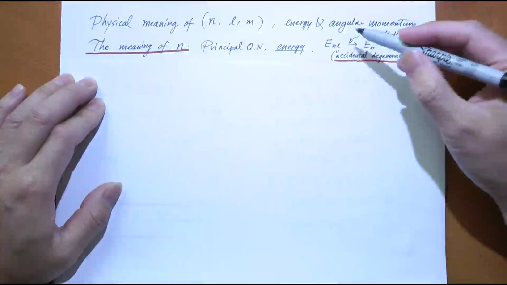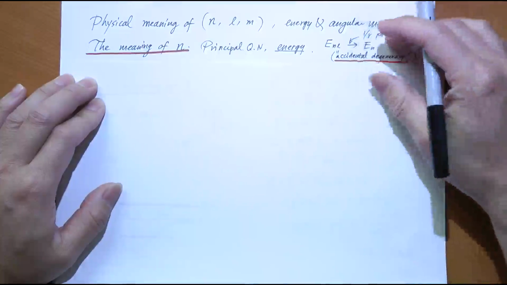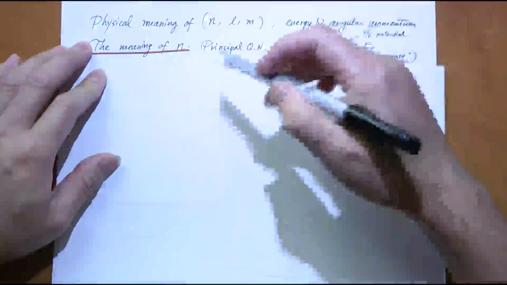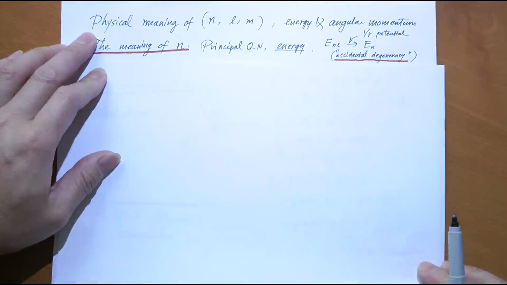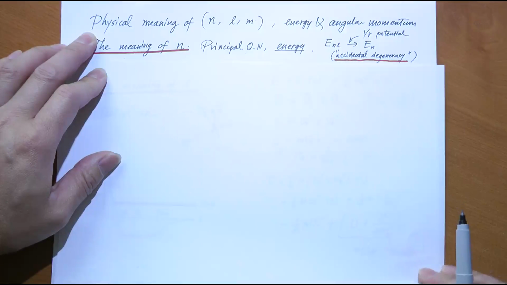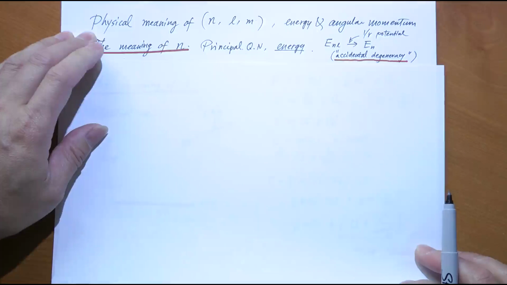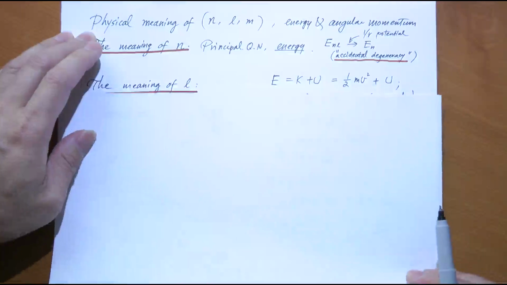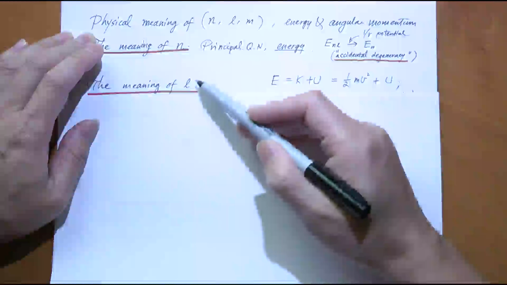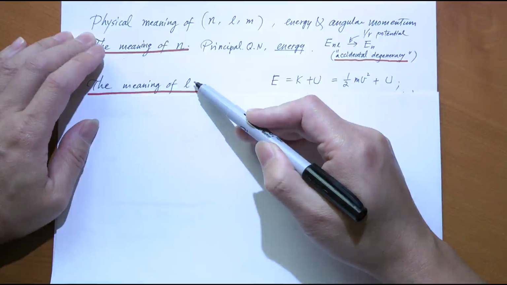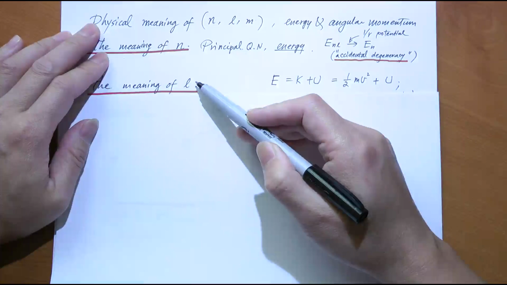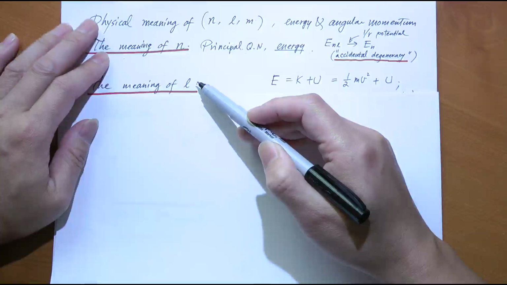So in general, energy depends on both n and L. But again, the principal quantum number is the only number that specifically has to do with the radial part of the wave function. But let's take a closer look at the meaning of L. L is called the orbital quantum number, and it has to do with the angular momentum of the system.